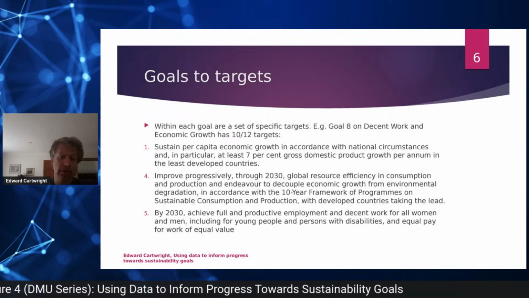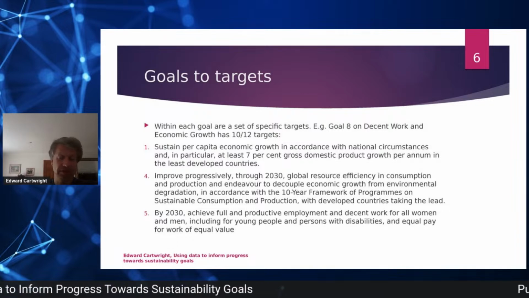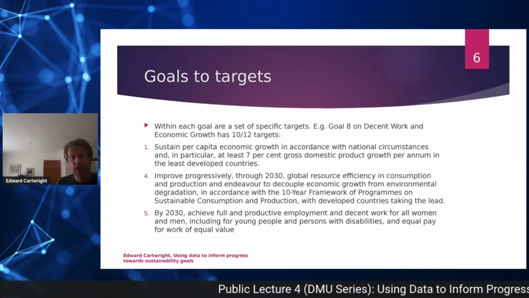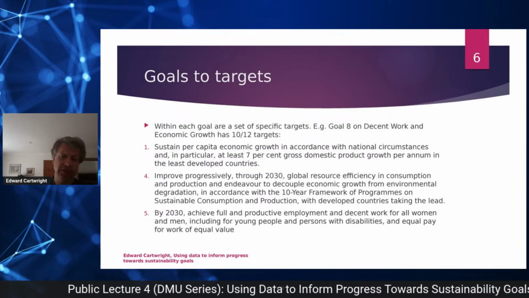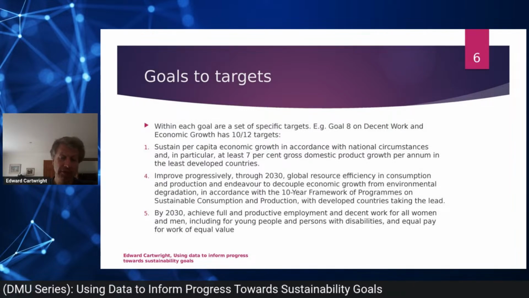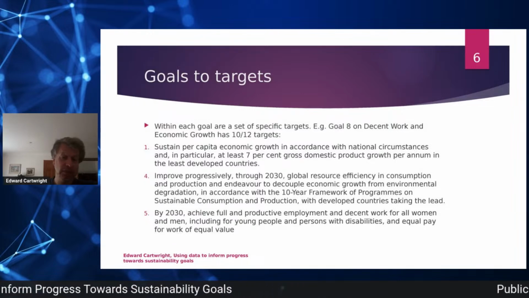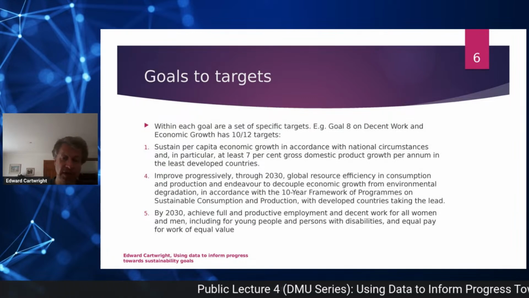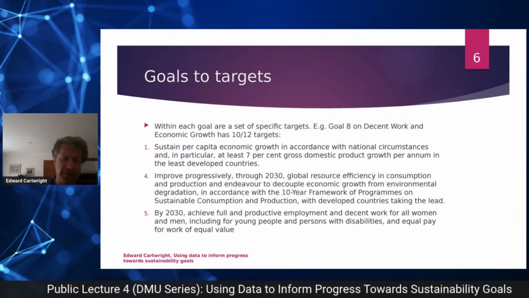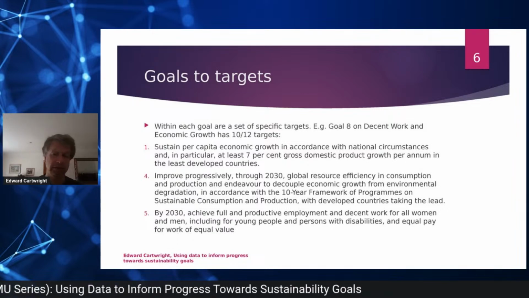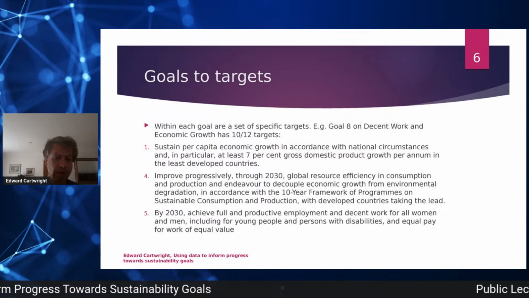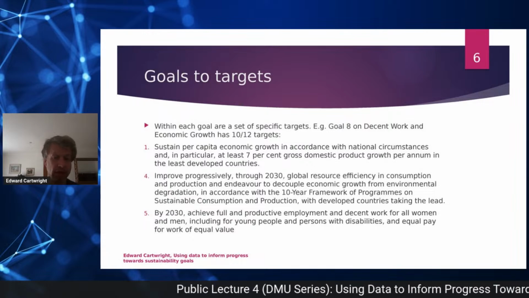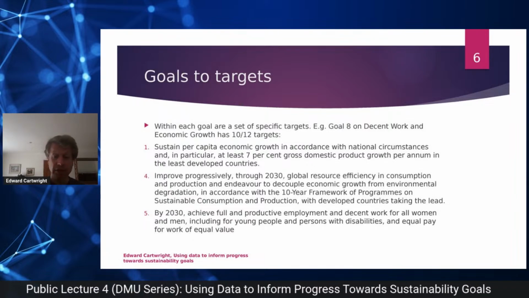Now, I don't have the time. It's not very useful to go through them in great detail here, but I just wanted to give some examples so we know what we're talking about when we come to look at the data, which is the key focus of this talk. So I've zoomed in on goal 8, which is decent work and economic growth. Again, as an economist, that's an interesting one to go into. Now that has 10 or 12 targets, depending on how you count them. There are 2 at the end, which are a little bit different. So I put numbers 1, 4, and 5 here just as useful indicators. So 1 is about sustaining economic growth.